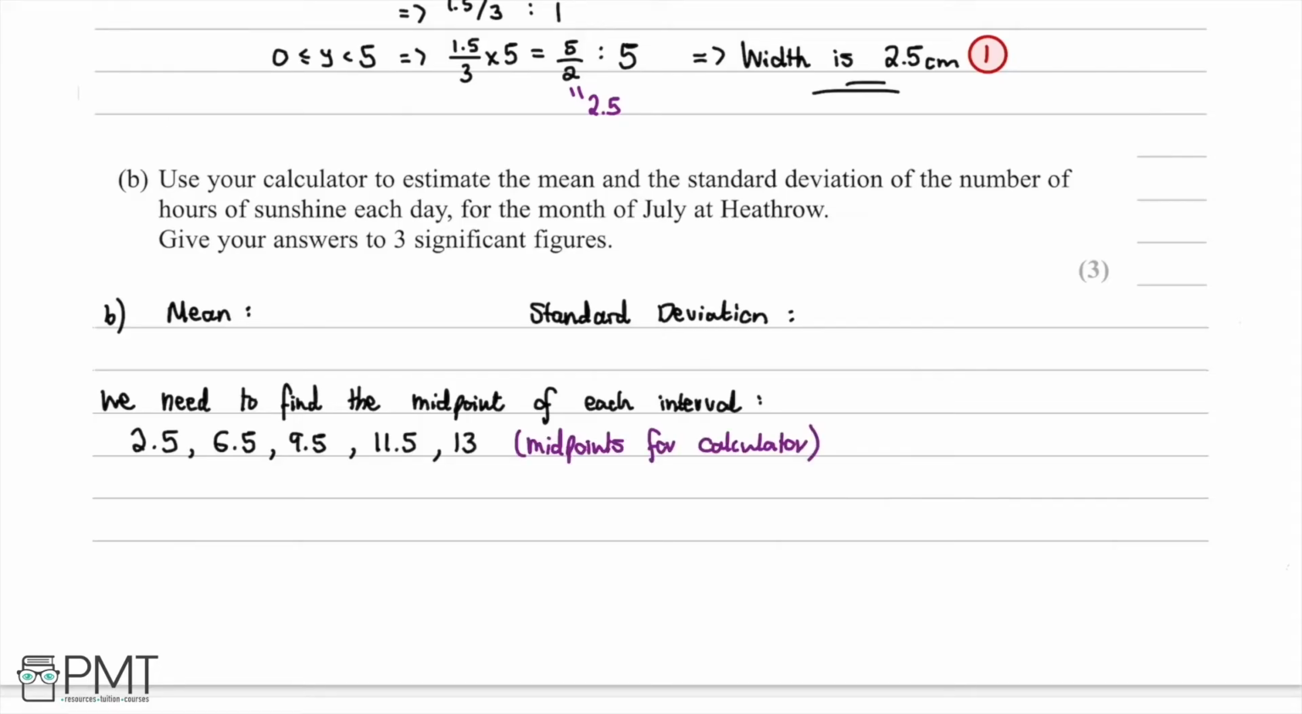So now we've worked out these midpoints and we know the frequencies. So I'll write the frequencies in as well. So we have 12, 6, 8, 3 and 2. So these are the frequencies. And what we're going to do now is make use of our calculator, and I will now show how we do the calculation.